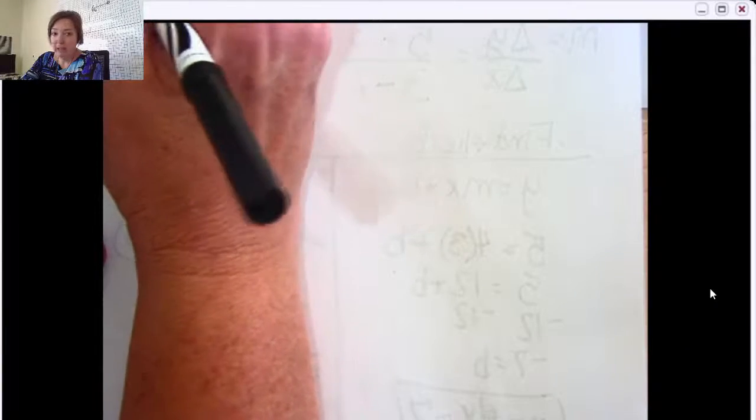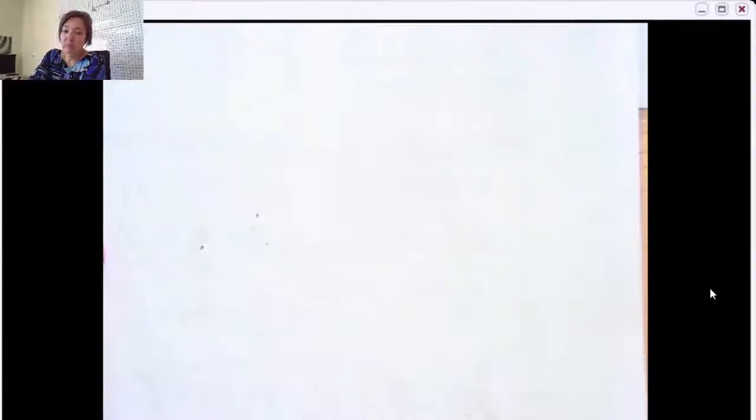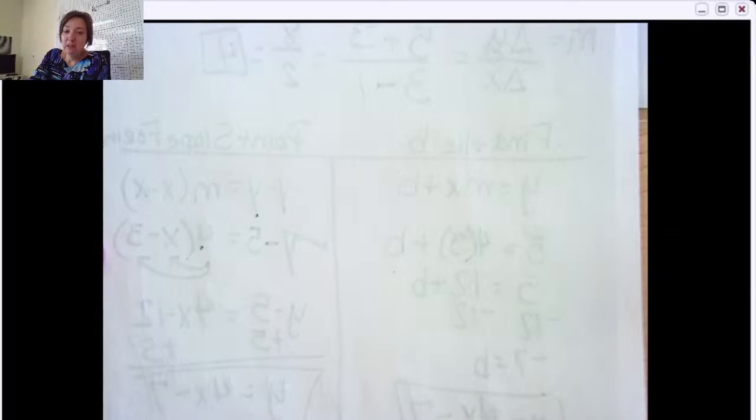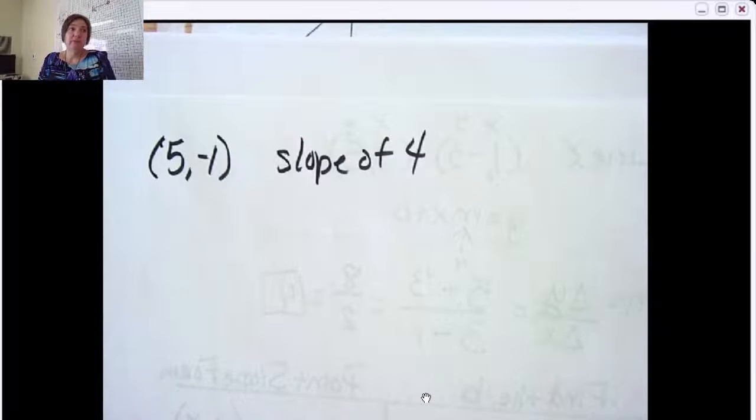Okay, so y'all, we've got this next problem that says that line O passes through point (5, -1) and has a slope of 4. That's what it says. This is the information given to us. I want an equation for this line. What am I going to do?